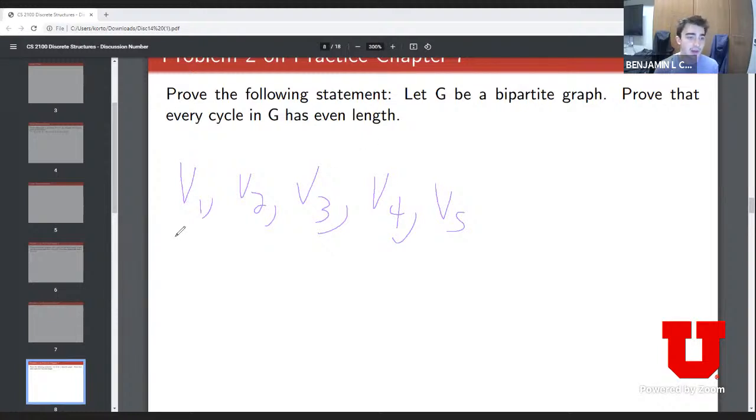But we know by definition of a bipartite graph that they're going to alternate sets. So the first one is in set 1, the second one's in set 2, the third one's in set 1, the fourth one's in set 2, and so on. So let set 1 be the set of vertex 1, and we'll do this all the way out to vertex n. Let's assume that our graph is bipartite and that we have some odd cycle starting with vertex 1 and ending on vertex n, where n is odd.